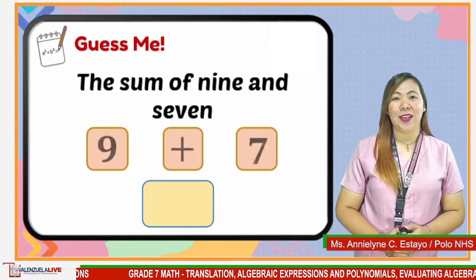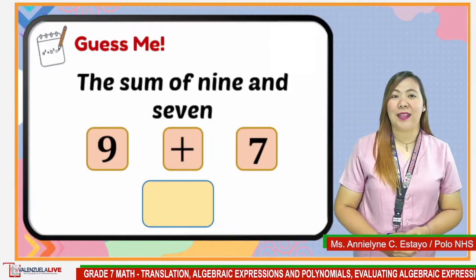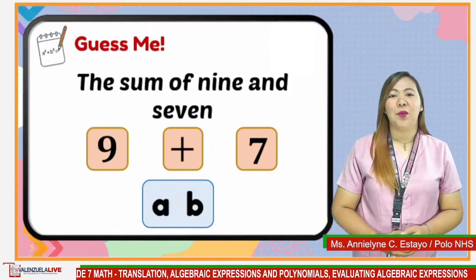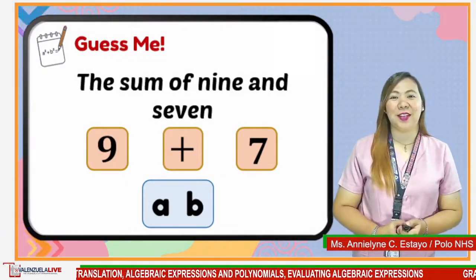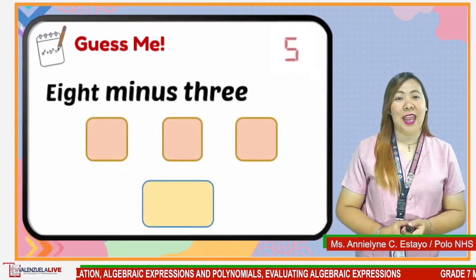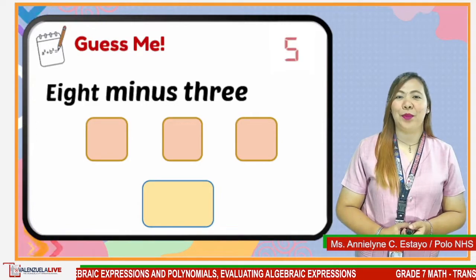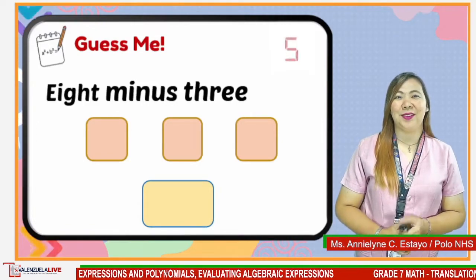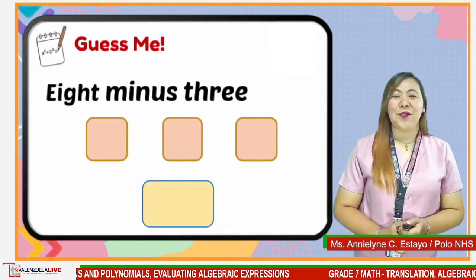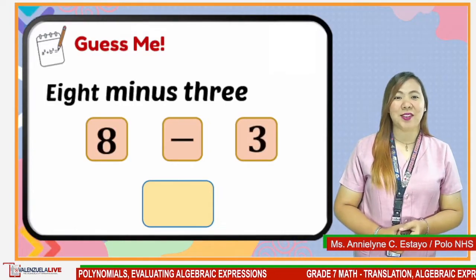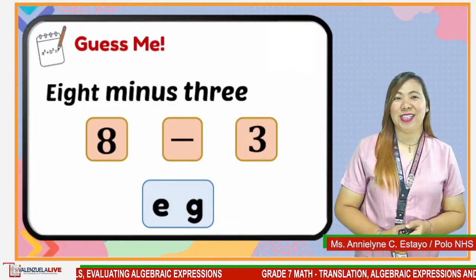If your answer is 9 plus 7, then you are correct. Let us see what are the corresponding letters for this given. We have the letters A and B. Let us have the second given. Write 8 minus 3 using math symbols. Type your answer below. Your 5 seconds starts now. If your answer is 8 minus 3, then you are right. The letters are E and G.